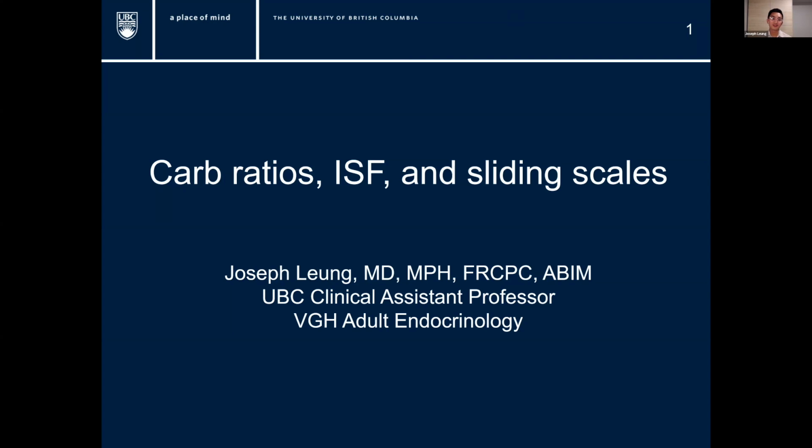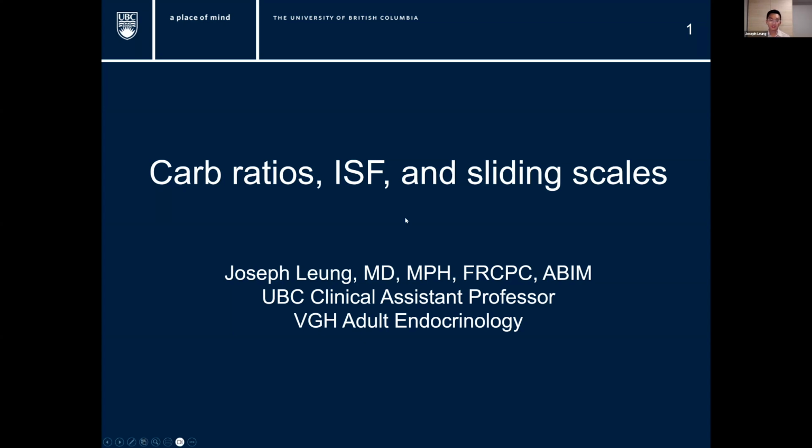Today's topic is on carb ratios, insulin sensitivity factor, or ISF, and sliding scales. Really, the purpose of this talk is to set up all of these topics in order to get to the discussion about insulin pumps. But in order for us to talk about insulin pumps, we really need to have firm footing on our understanding about these topics.